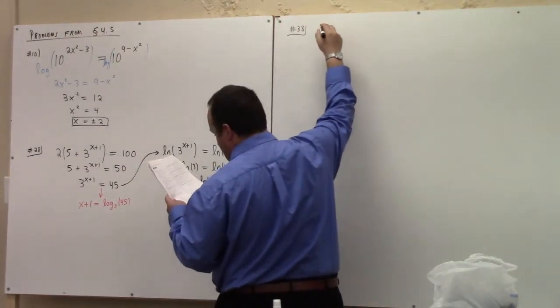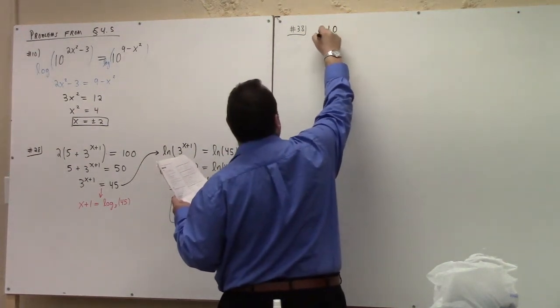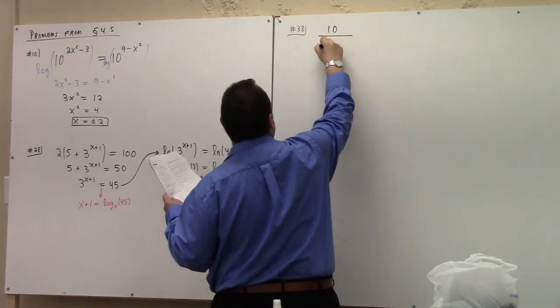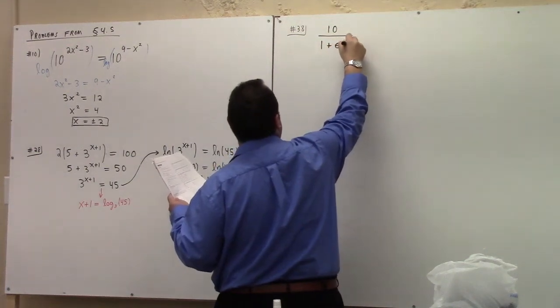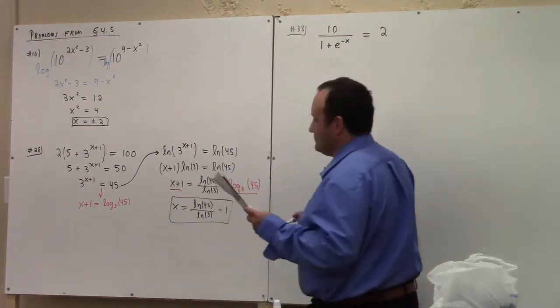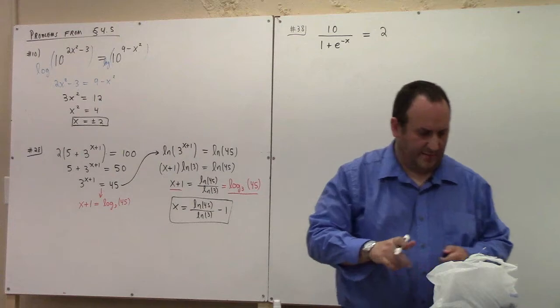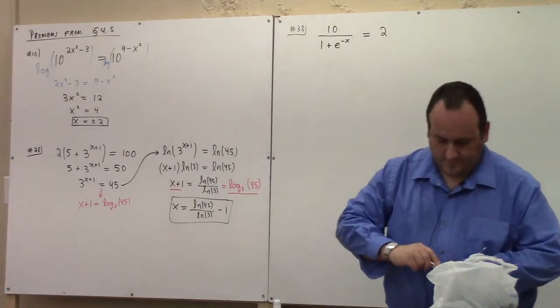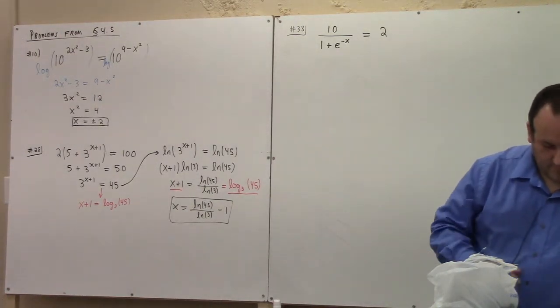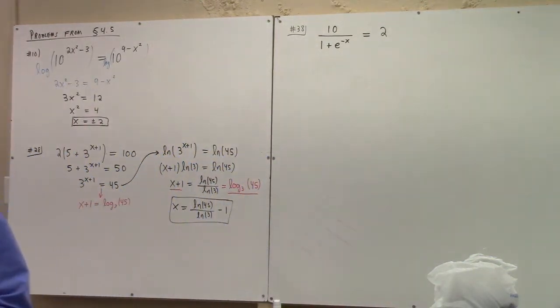Number 38, we're asked to solve 10 over 1 plus e to the minus x equals 2. All right? So I'm going to give you guys a minute to work on that, and I'll be right back, okay? So everyone try to solve that. Just give me a second here. I'll be right back.